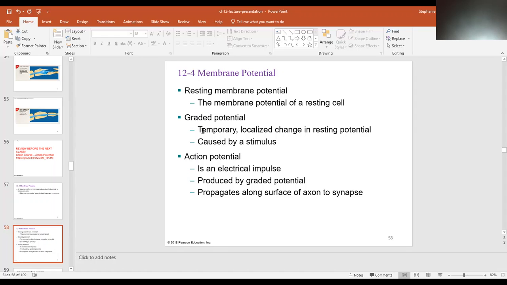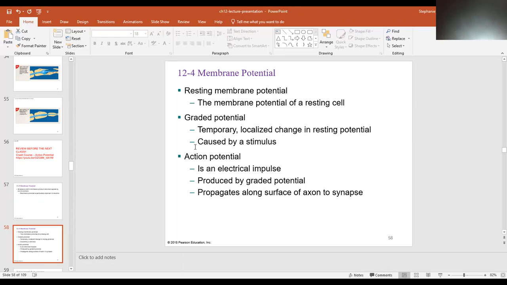If we have a graded potential, your keywords here are temporary and localized. Make sure you circle temporary and localized, because this is the important thing to remember about a graded potential. It's not long lasting and it doesn't stretch the entire length of the neuron. It just stays in one particular spot and comes and goes pretty quickly.